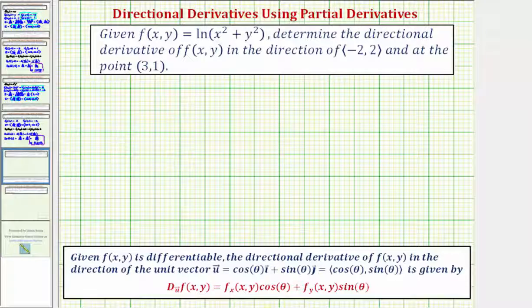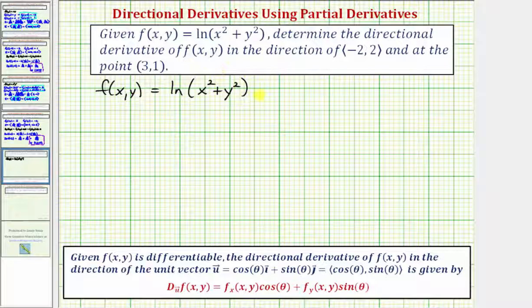Going back to our work, we know from our previous examples, this is how we're going to find the value of the directional derivative. So we'll have to find the partial derivatives of f and then evaluate those partial derivatives at the point 3, 1. And then to find cosine theta and sine theta, we'll find the unit vector in the direction of our directional vector with components -2, 2.